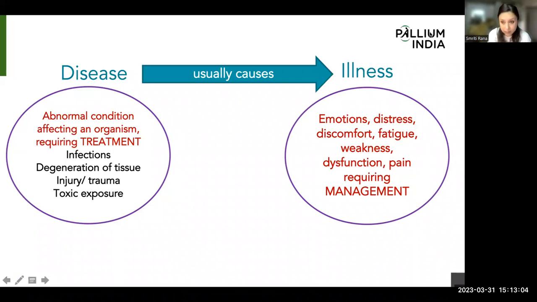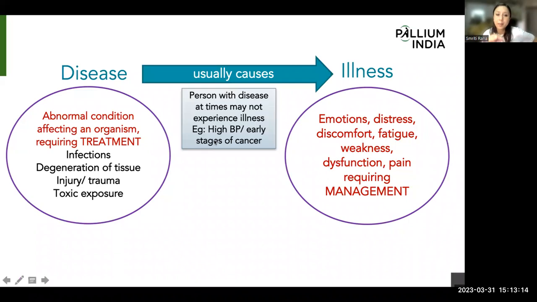Disease usually causes illness. If you have a disease, you have all of these ensuing emotions and distress and discomfort associated with it. But not every person with a disease may experience illness in this way. For example, high blood pressure, early stages of cancer.